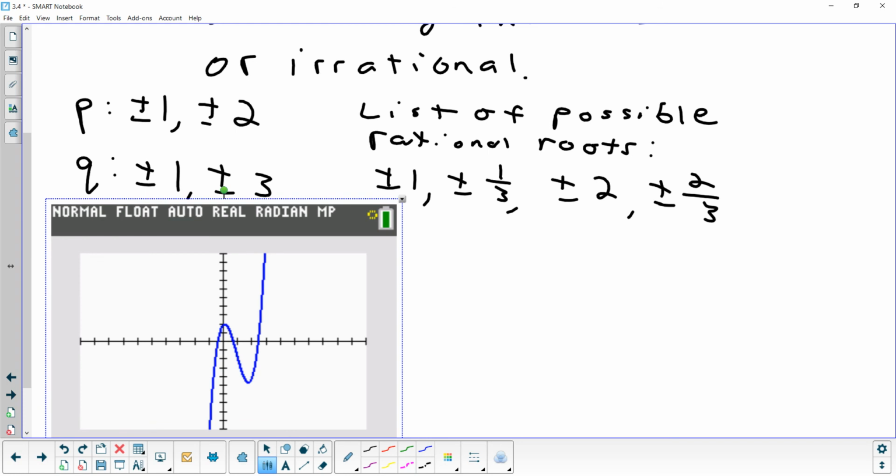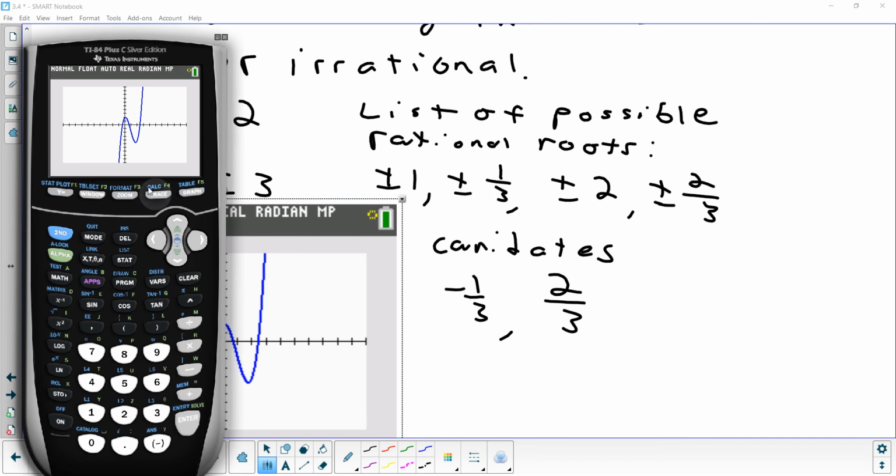-1/3, yeah, I would say -1/3 could be. We're going to have to check it out. So these are the candidates. And then anything else there that looks like it could be a root? Positive 2/3. I think positive 2/3. Let's just check positive 2/3. That's the root. Let's check negative 1/3 just to see.